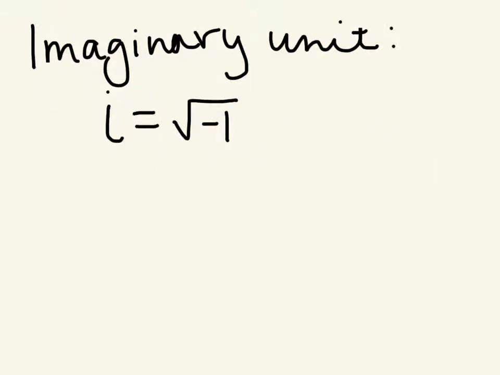From now on, when we simplify any type of a radical expression involving the square root of a negative, we want to replace that square root of -1 with the imaginary unit, I. So from now on, that's how we'll refer to the imaginary unit, I.